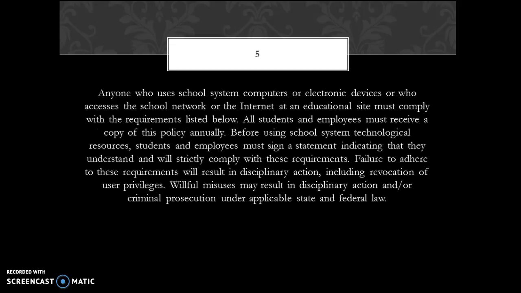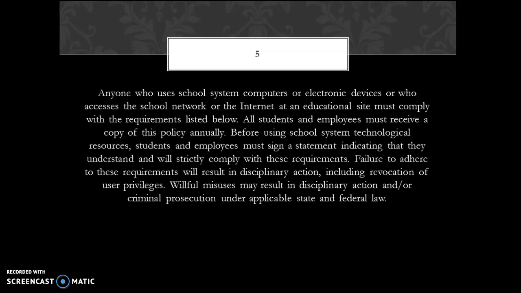Anyone who uses school system computers or electronic devices or who accesses the school network or the Internet at an educational site must comply with the requirements listed below. All students and employees must receive a copy of this policy annually.